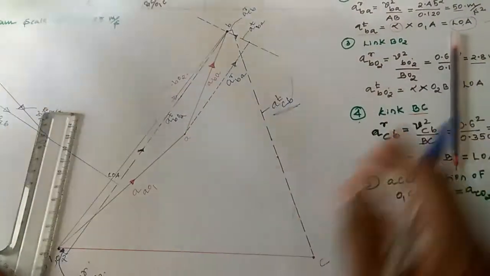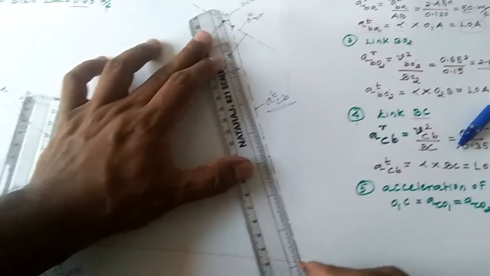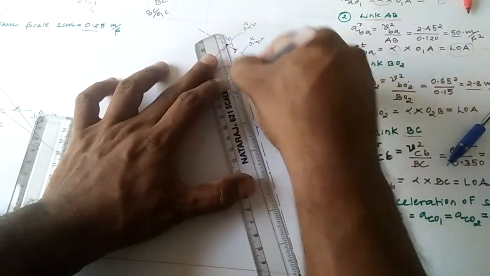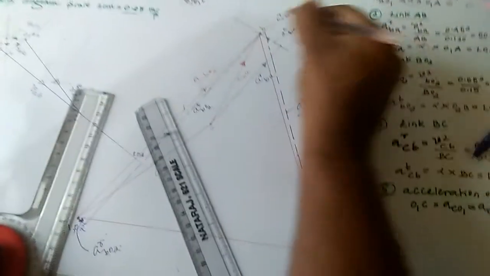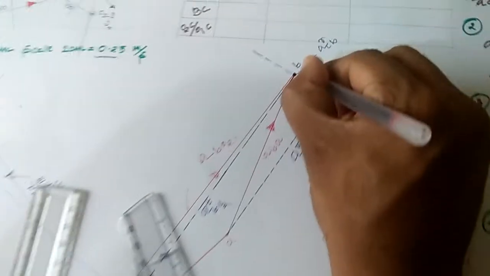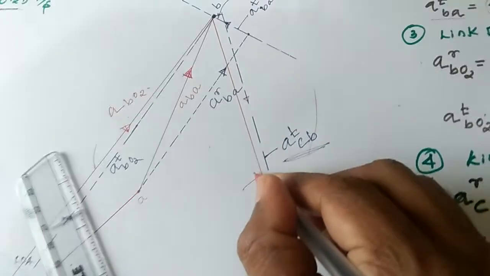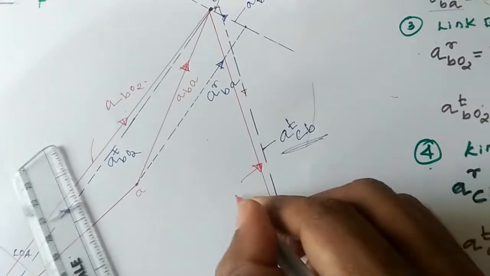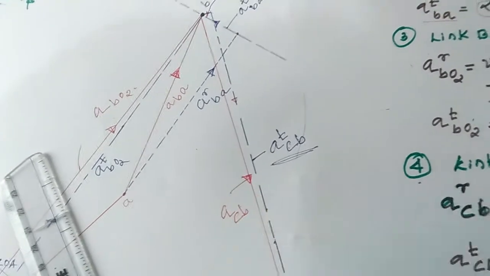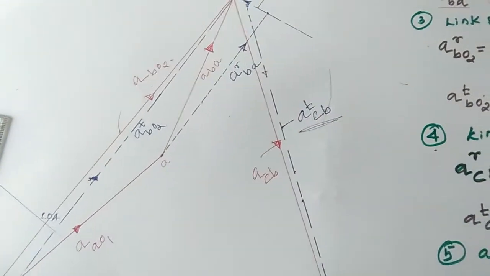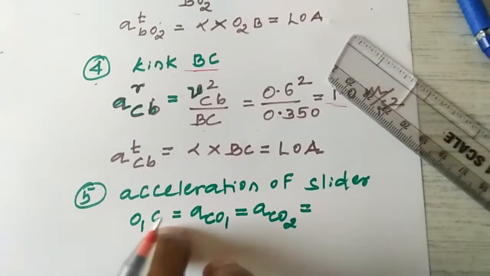Then once again you have to join this one. Using a red, you join this. What is this? This is the total acceleration of what? Look at the direction: this is upward, and this is opposite to it, downward. What do you say? This is the total acceleration of C with respect to B. Can you find it? Okay. Whatever I have drawn in red is a total acceleration. Then the acceleration of the slider, you have to measure this one.